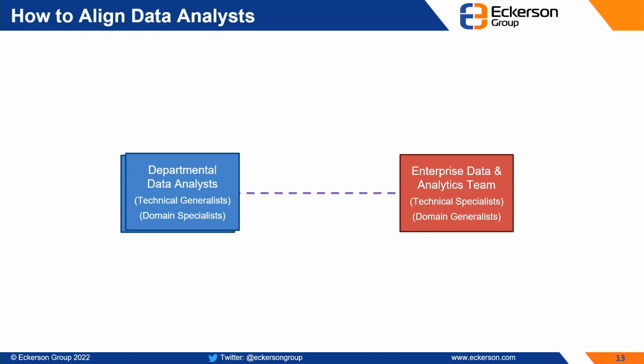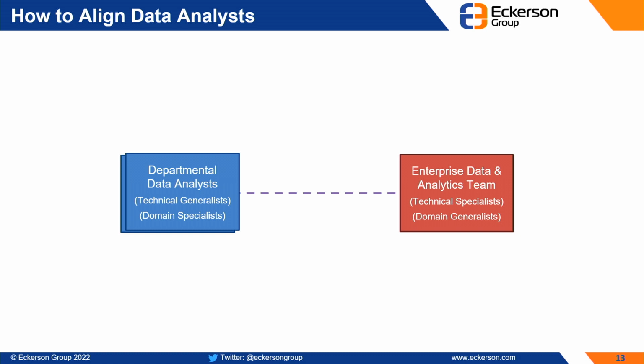So they're in blue here. They're sitting out in the department. We call them technical generalists and domain specialists, right? They're going to know finance inside and out, and they're going to apply sometimes rudimentary, sometimes pretty good data and analytics skills to answer those questions that we talked about.